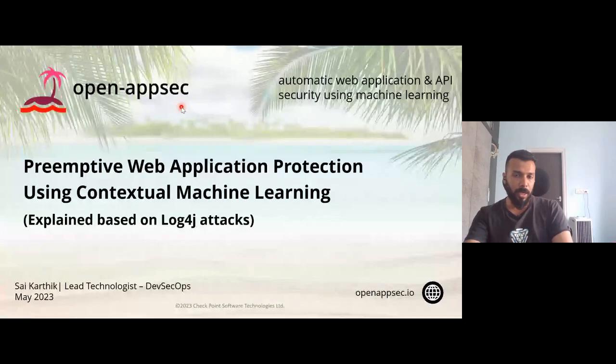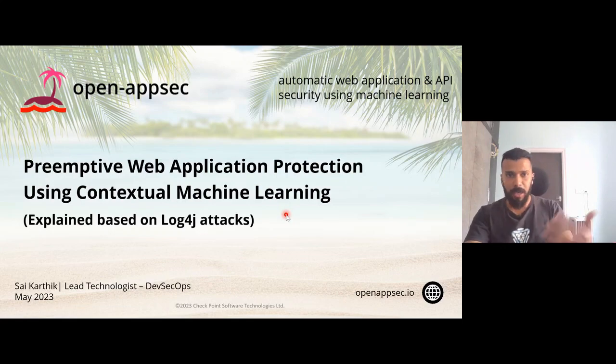And the purpose of OpenAppSec, and you heard the topic again, is about securing web and API endpoints with a new approach of web application and API protection. Let me start by giving you a brief on what the project is about.